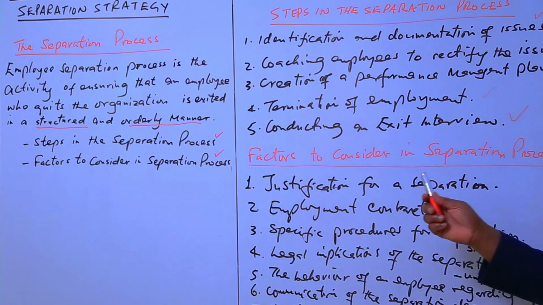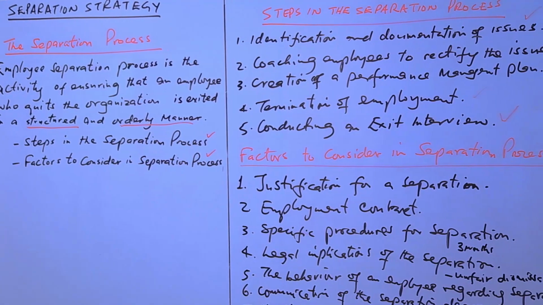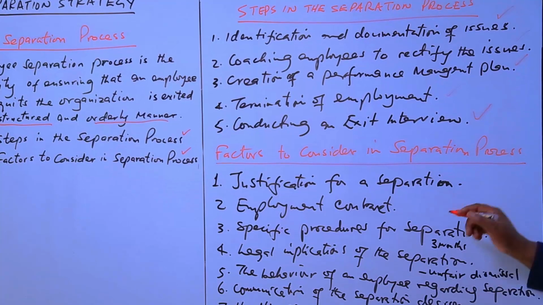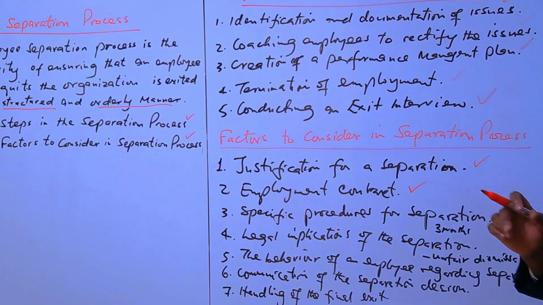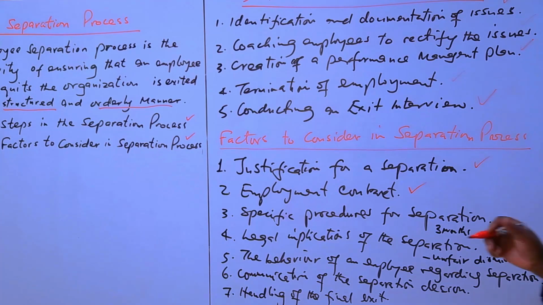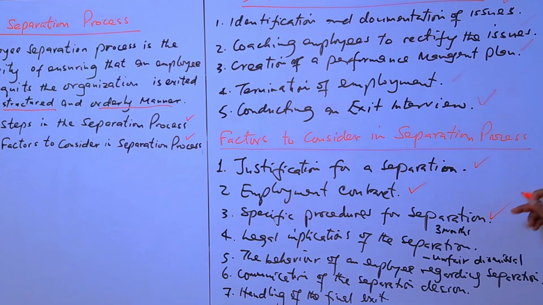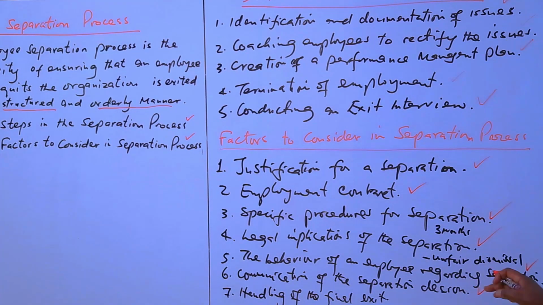Then we have again looked at the factors to consider in the separation process, and we have indicated, dear learner, that number 1, justification for separation has to be considered. The employment contract has to be considered. Number 2, and number 3, specific procedures for separation of employees have to be considered. Then number 4, legal implications of the separation. Then number 5, the behavior of an employee regarding separation. And we have indicated, learner, that if you are the manager conducting the separation process or the supervisor, you have to be very keen, because an employee could become violent at this level. Then number 6, communication of the separation decision. And number 7, handling of the final exit.